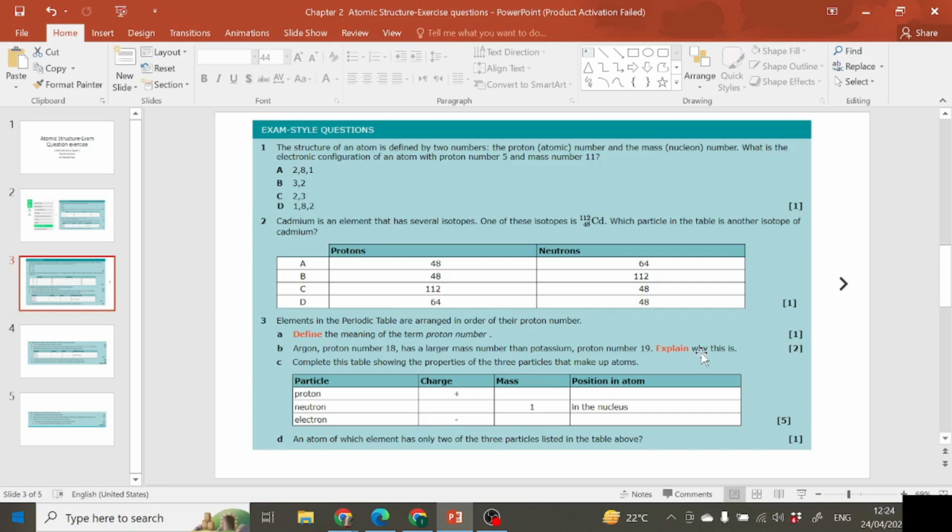So option A and option B will be the other options. So 48 is proton number and 64 are the neutron, and in option B, 48 is the proton number and 112 is the neutron. So option A seems more accurate, because if we add neutron plus proton, 64 plus 48, it is 112. But if we add 112 plus 48, it's much higher.